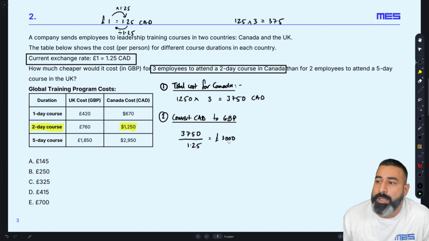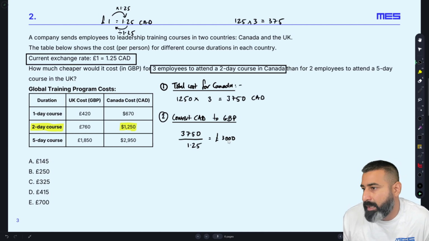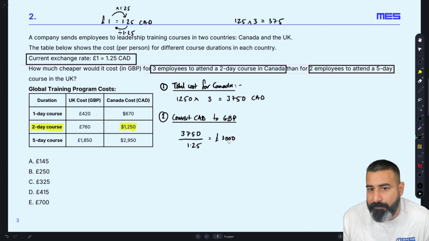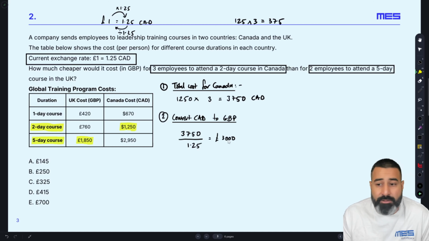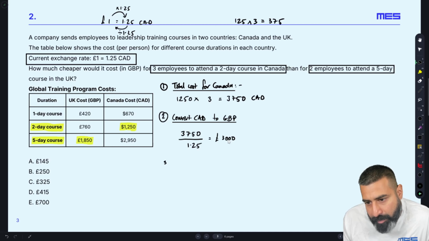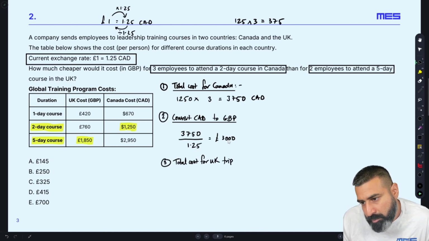So next what we do is we find the total cost for the UK course. And we know that 2 employees attend a 5-day course in the UK. So find the UK. 5-day course is 1850. So what we're going to do is double that. Okay, so step 3. Total cost for UK residential or whatever it is.